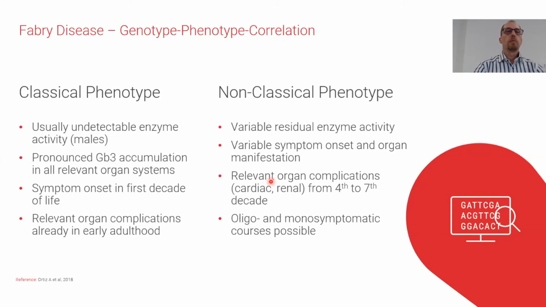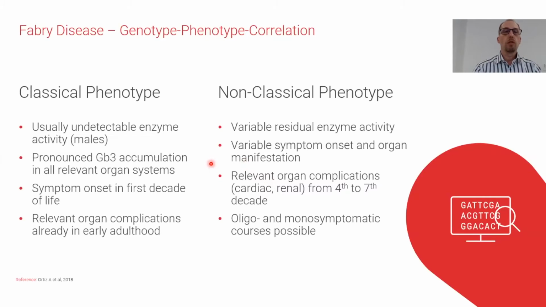Talking about genotype-phenotype correlation, we have to talk about classical and non-classical phenotypes, because we distinguish those in Fabry disease. Patients with a classical phenotype usually have undetectable enzyme activity. Males have a pronounced Gb3 accumulation in almost all relevant organ systems. The symptom onset is in the first decade of life, and they experience relevant organ complications already in early adulthood. Patients with a non-classical phenotype have a variable residual enzyme activity.